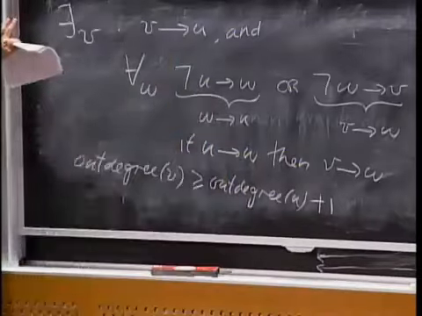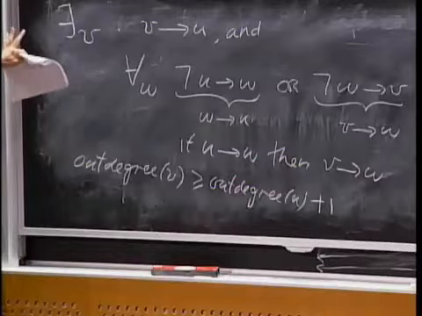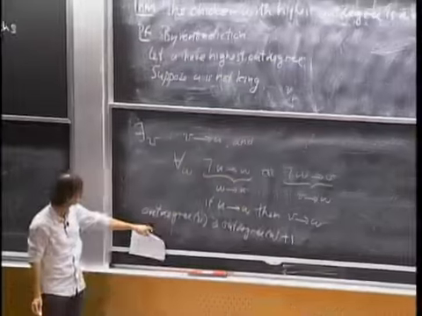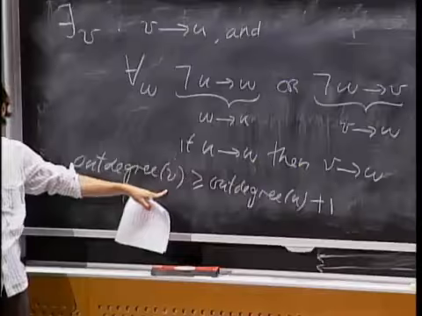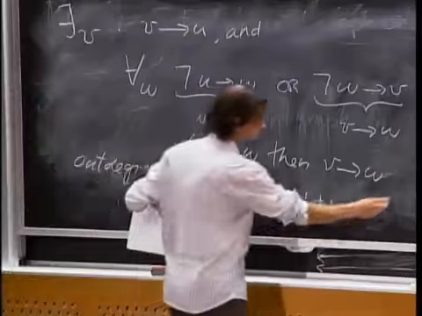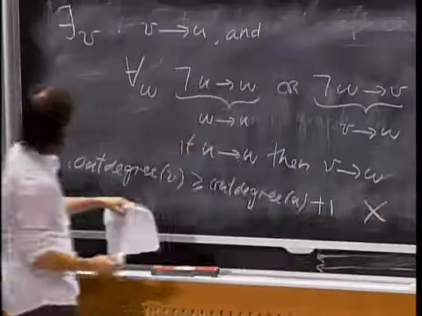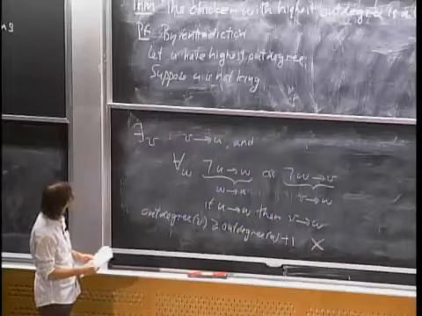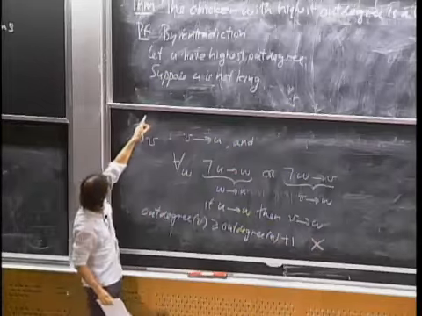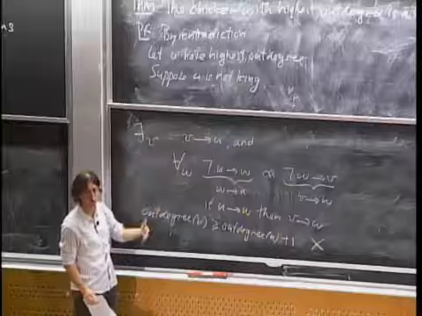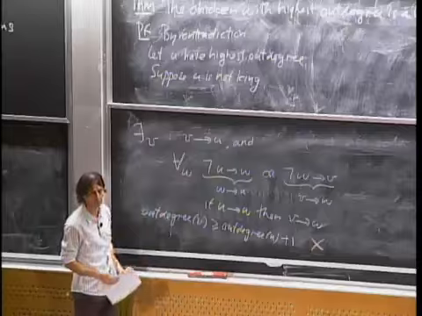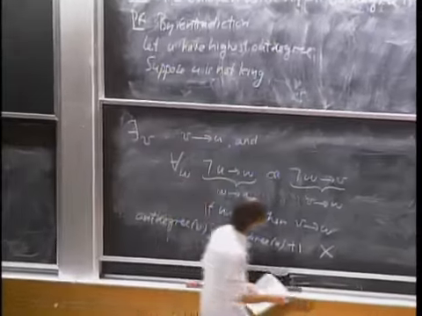Oh, but now we have a contradiction because we said that U has the highest out degree, but it turns out that we have constructed one that has a higher out degree. So that's a contradiction. That means that our original assumption is actually wrong. So the supposition that U is not king was a wrong assumption, and U must be king. So that's the end of this proof.